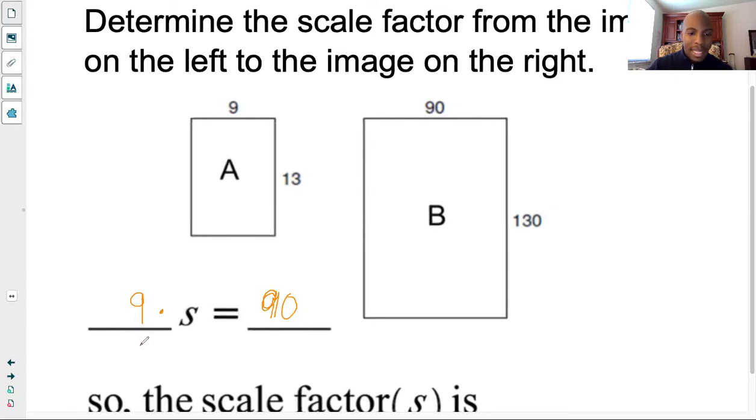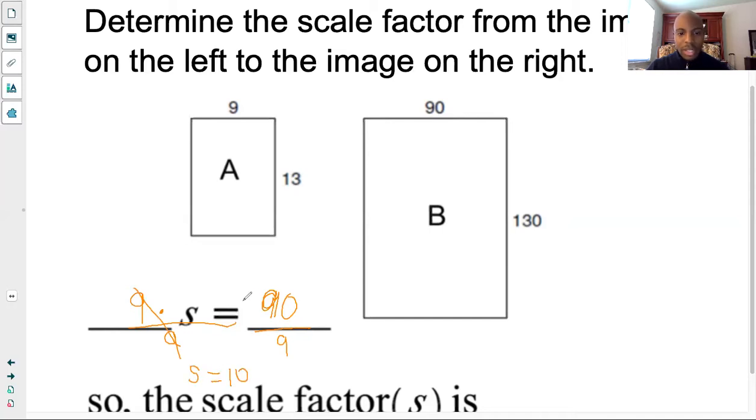Now I'm going to imagine that this little line right here is really a division line on that side. Divide this side by 9. Divide this other side by 9. And we end up getting S is equal to 10.